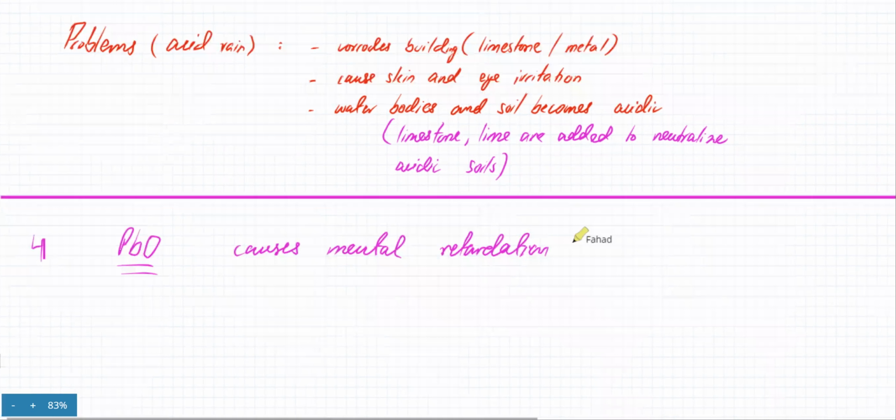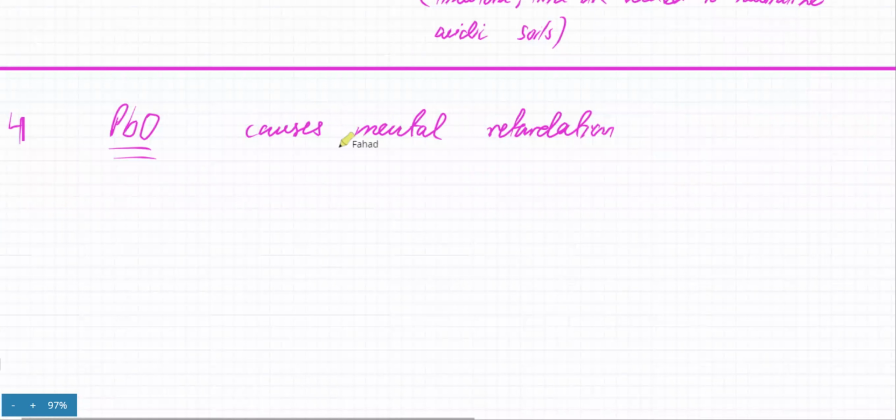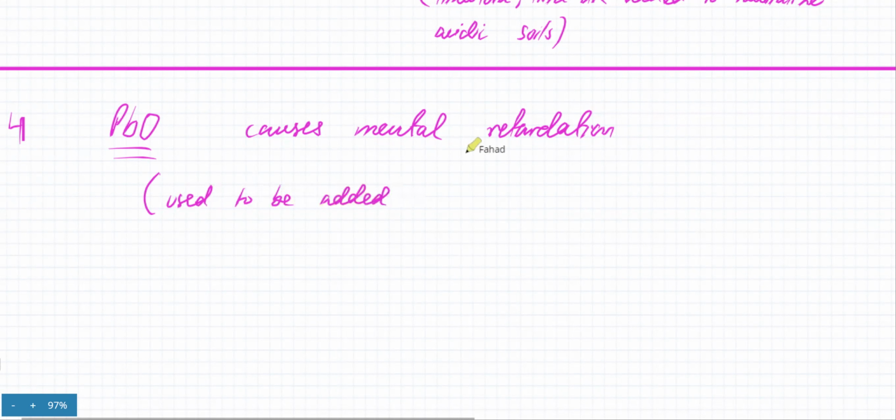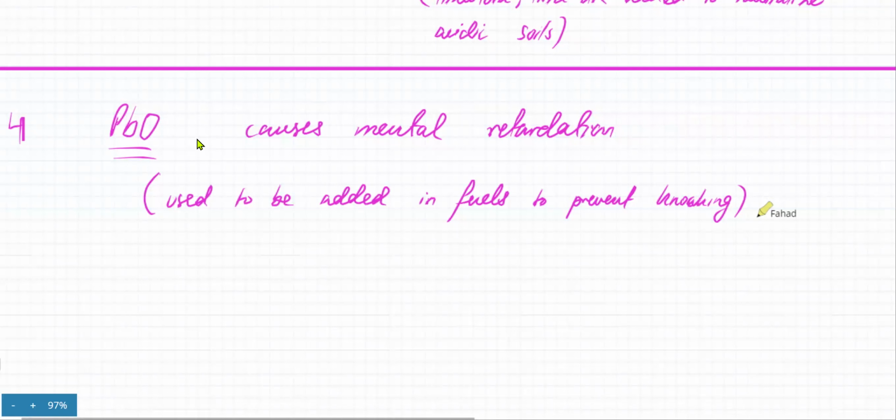So what that basically means is that lead oxide used to be added in fuels to prevent knocking. Okay, cars, they would knock. Knock means the engine would sort of run unevenly, its combustion would be uneven. So they would add lead oxide to the fuels, so that when the fuel burns it burns evenly. And when it burns evenly, the engine runs very, very smoothly.